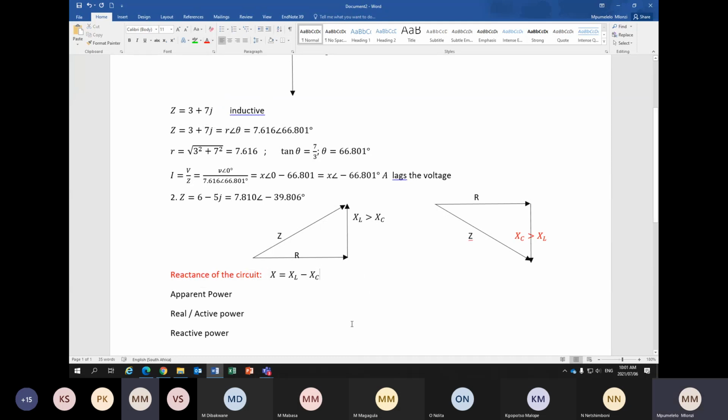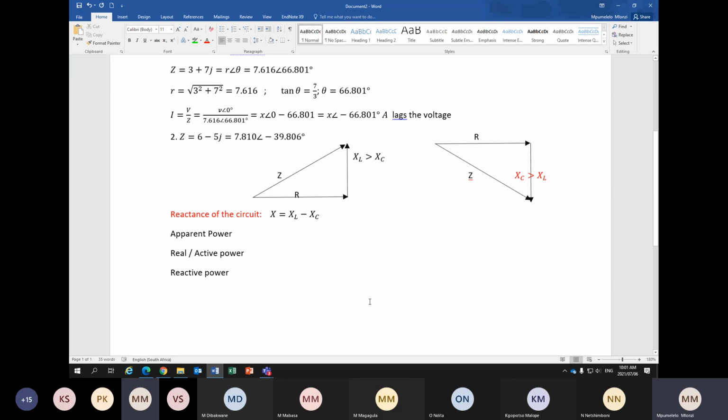Now, having explained this, let's start with our apparent power and the reactive power. Let me start with the real power. Real power is denoted by the symbol P.